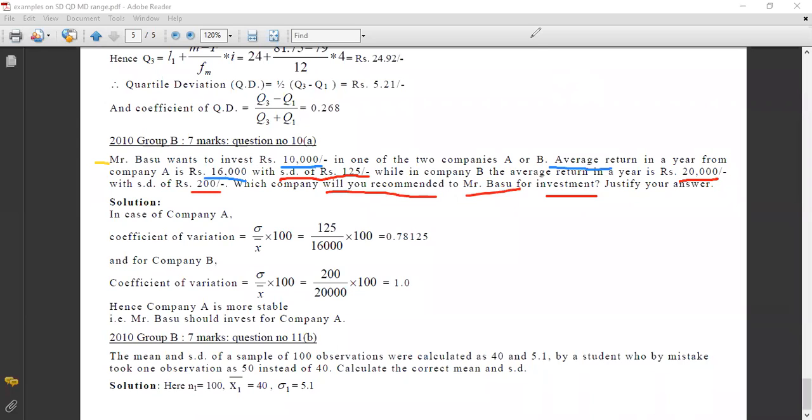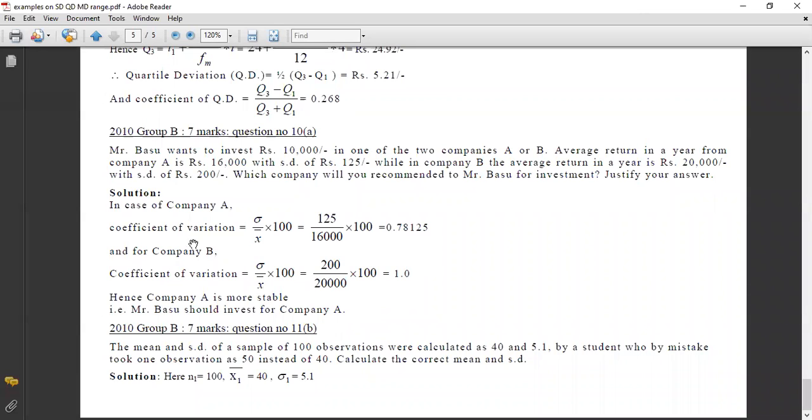In this type of example, you always go for CV calculation. See, I have calculated the CV. For both cases we go for coefficient of variation. For company A, it is sigma by x bar into 100, where sigma is 125 and the arithmetic mean is 16,000. For company B, the coefficient of variation is sigma 200 divided by the arithmetic mean of 20,000. Hence company A is more stable.